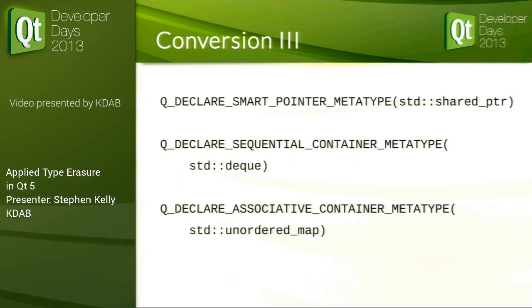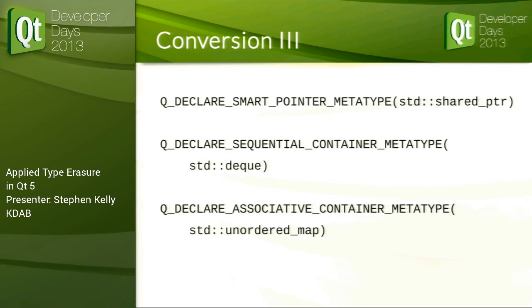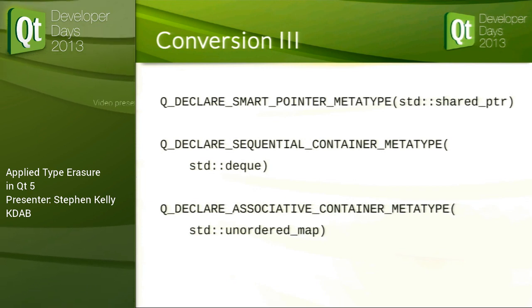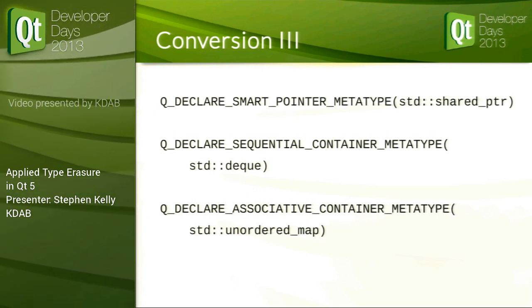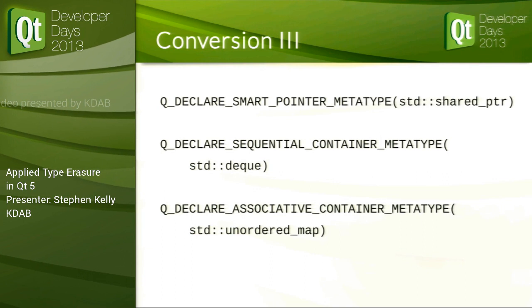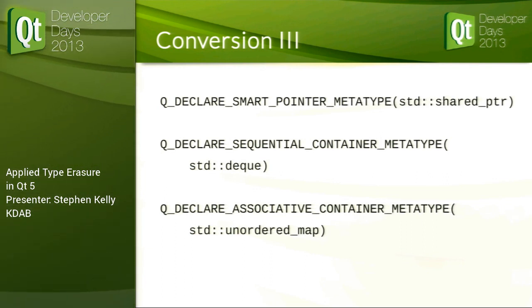Similarly, if I want to iterate over a std::deque or a std::forward_list or any of the Boost containers, again, I would just use another macro, Q_DECLARE_SEQUENTIAL_CONTAINER_METATYPE, specify the container name, and now my text template system is able to iterate over that and take out QVariants from it. So a little bit of magic. And again, same with the associative stuff.